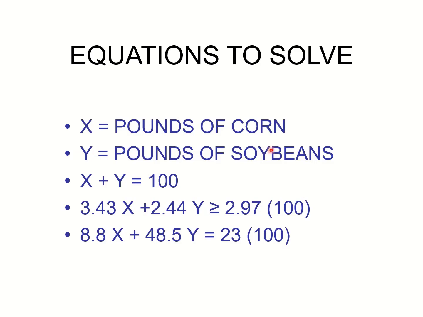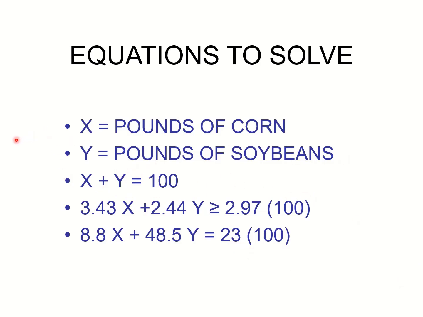X pounds of corn, Y pounds of soybean meal, X plus Y equal to 100. 3.43 X plus 2.444 Y more than 2.92. 8.8 X plus 48.5 Y equal to 23. And this is the linear algebra.